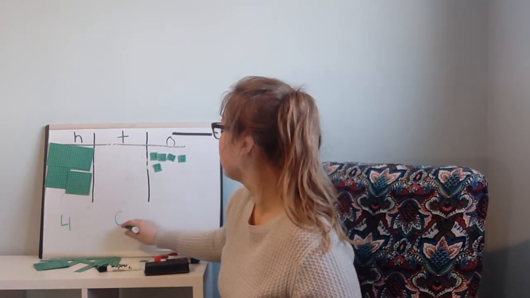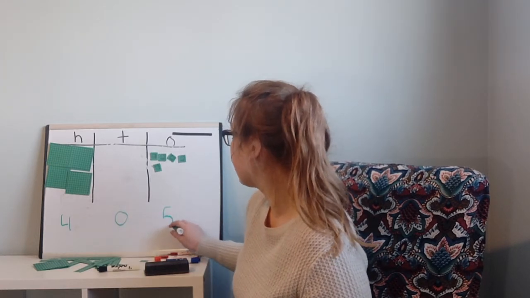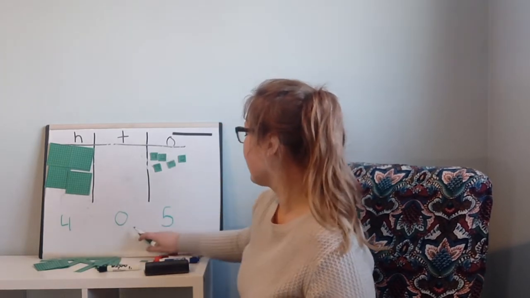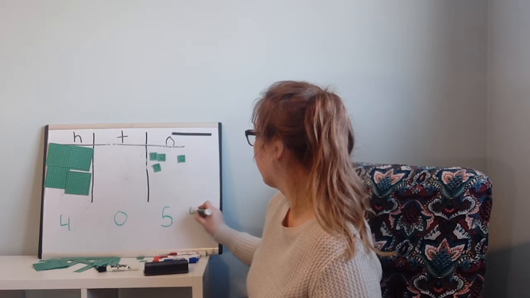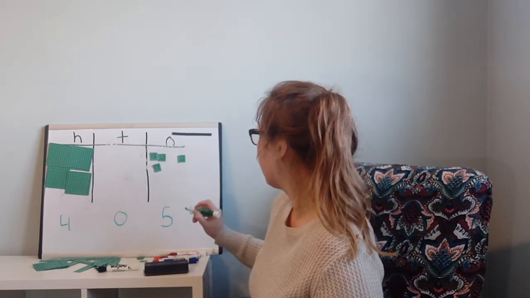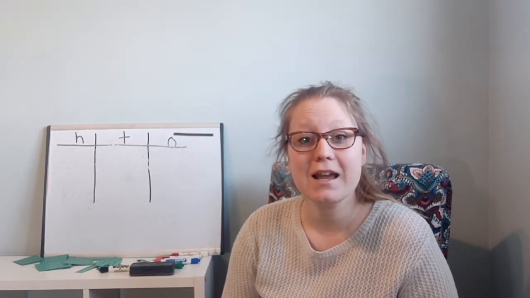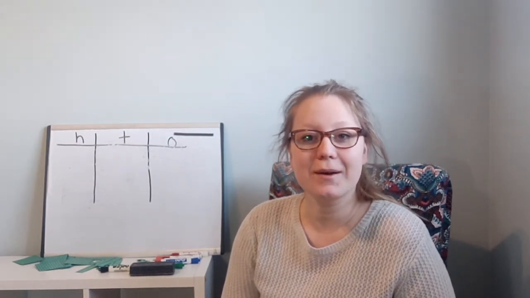400s, 0 10s, and 5 ones. It's like I have the number 405. 405 is my number. Great job, grade 1. If you would like to, you can keep practicing building a couple more numbers. Try some more difficult numbers.